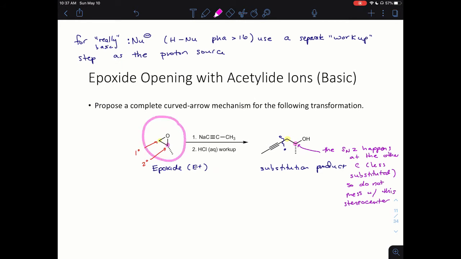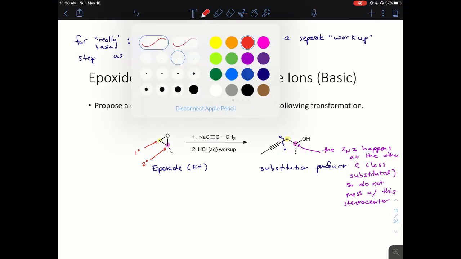There's an epoxide, which will react as the electrophile. We have an anionic nucleophile. Now, this anionic nucleophile is really basic, meaning that its conjugate acid has a pKa greater than 16. So we must exclude water and other proton sources from the step with the nucleophile. So there's this separate workup step. It's like an extraction or a neutralization that you've done in lab. And this separate workup step will serve as our proton source. But we have to use it after we have allowed the really basic nucleophile to react with the epoxide.